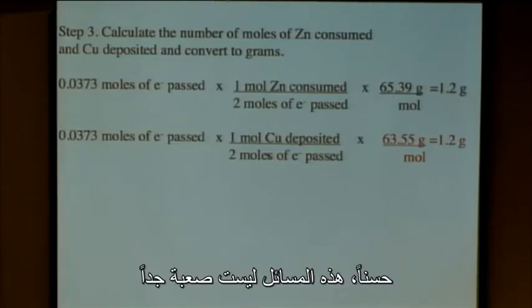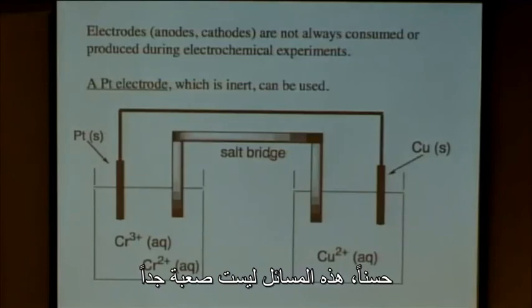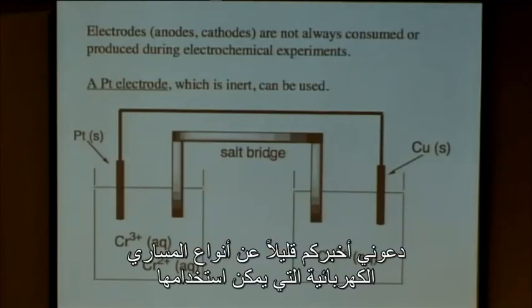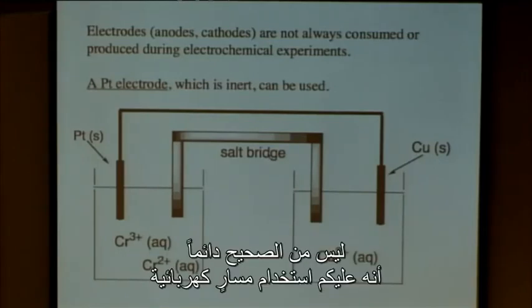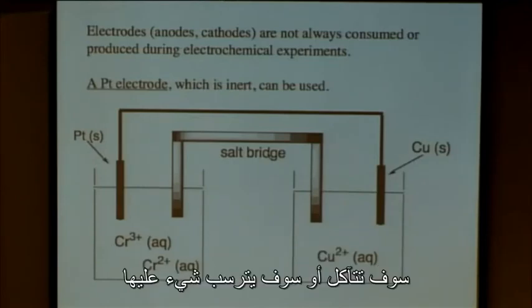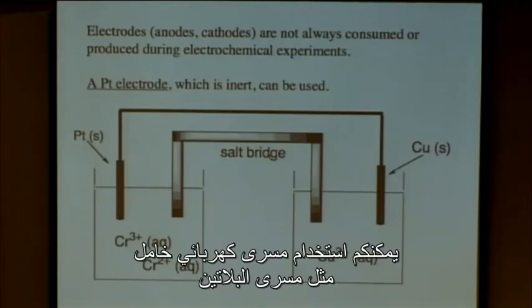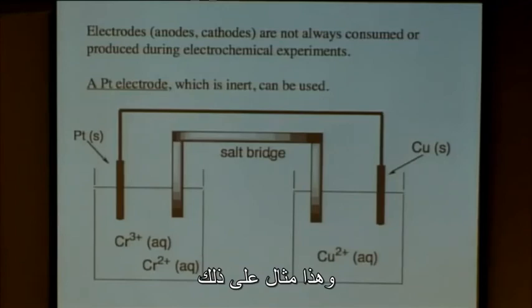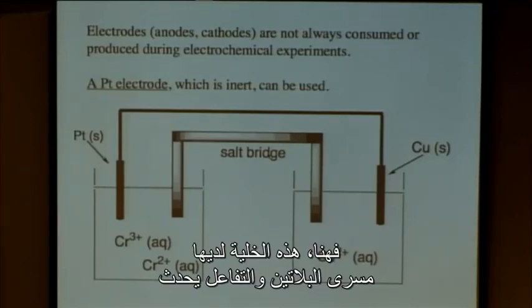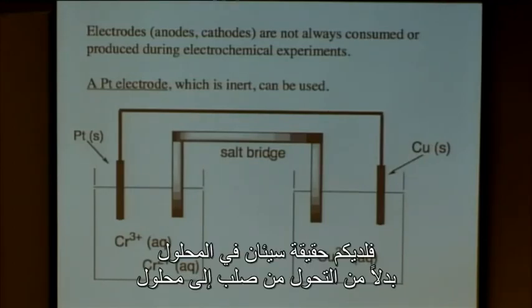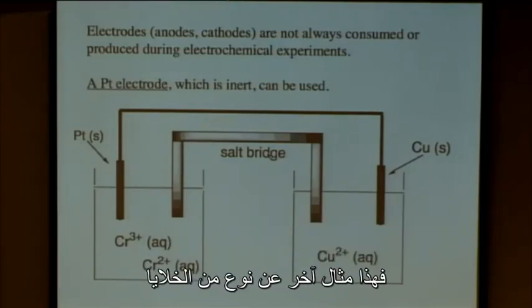All right, so these problems are not too complicated. Let me just tell you a little bit more about types of electrodes that can be used. It's not always true that you have to use electrodes that are going to be consumed or have species deposited on them. You can use an inert electrode, such as a platinum electrode, and here is an example of that. This cell has a platinum electrode, and in the reaction that's happening, you actually have 2 things in solution instead of going from a solid to a solution. So this is just another example of a type of cell.